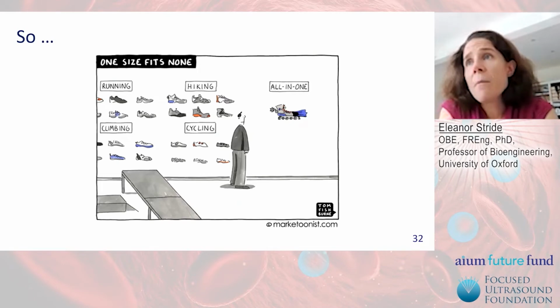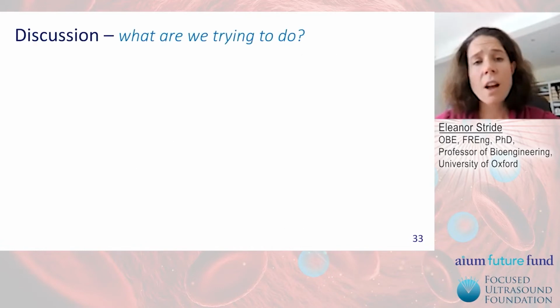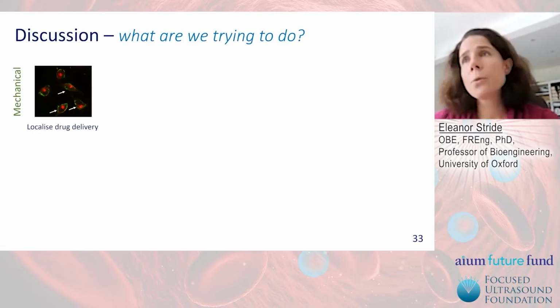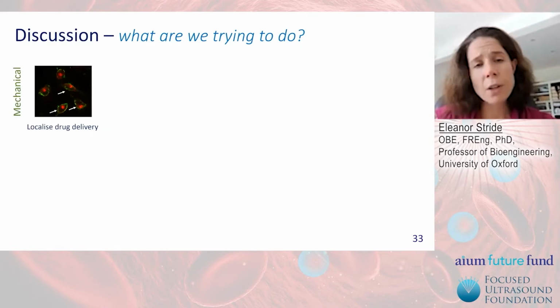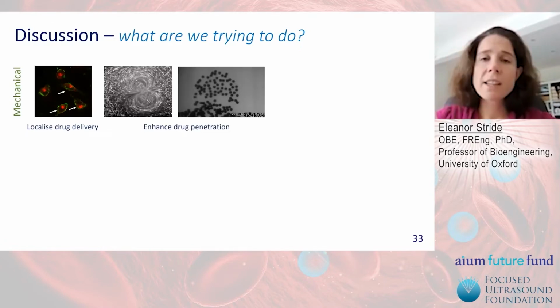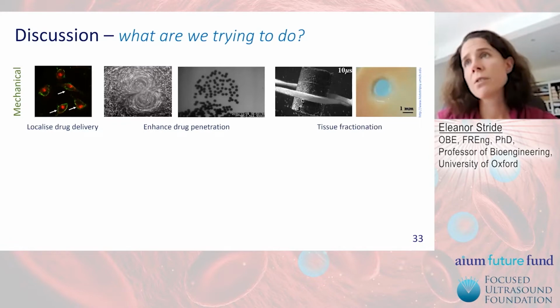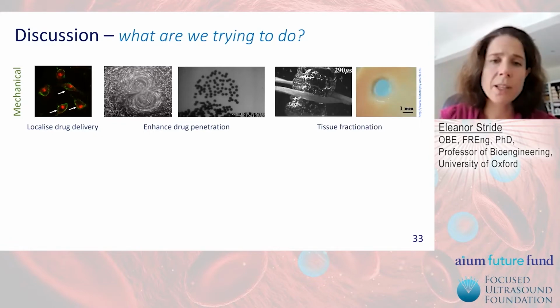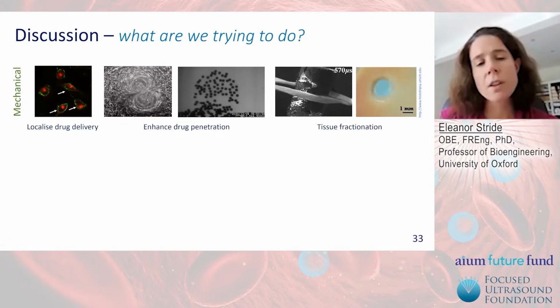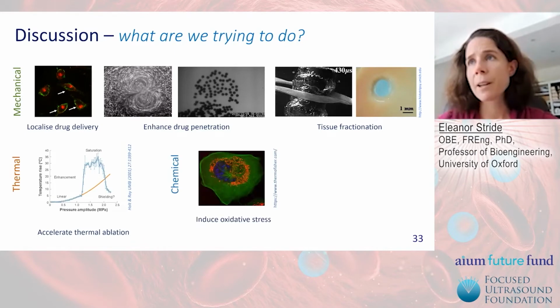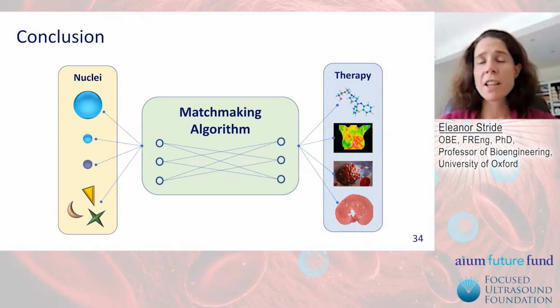So where does that leave us? Well, I think the simple conclusion is there isn't one single ideal cavitation agent. Rather, we need to consider what features we need for different applications. The agent that is best suited for enabling delivery of drug molecules to individual cells is likely very different from that that's required for mechanical ablation for histotripsy, for thermal ablation, or indeed for generating chemical effects. And so what I think we need to do is think about engineering agents specifically for these different indications.